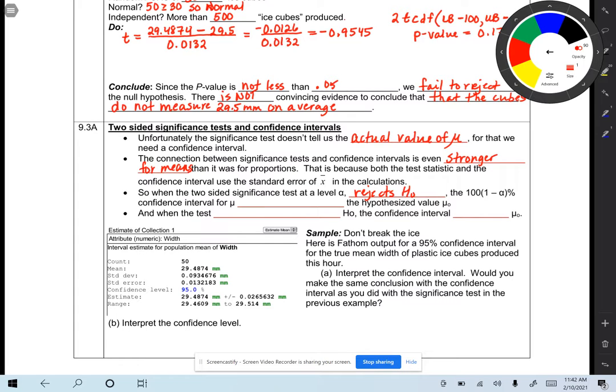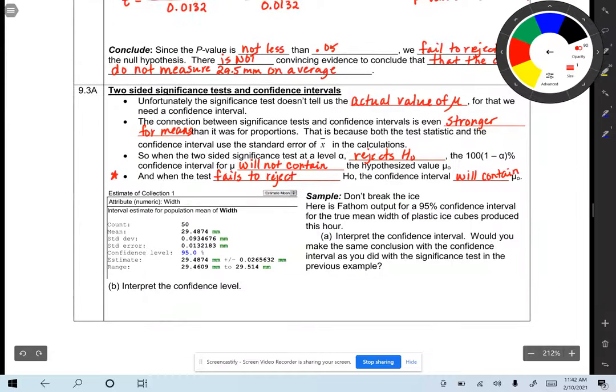And when the test fails to reject, like it did in our ice cube problem, the confidence interval will contain the hypothesized parameter value. We'll see that in the last example here. So going back to Don't Break the Ice, if you look on the left side, it has the sample size and the mean. This is some software that calculated the confidence interval for us.